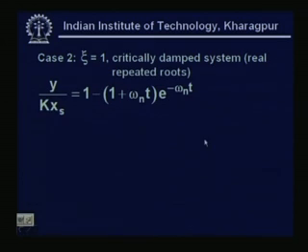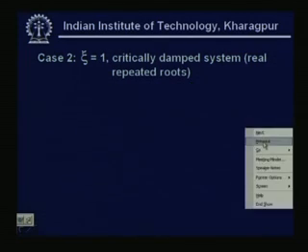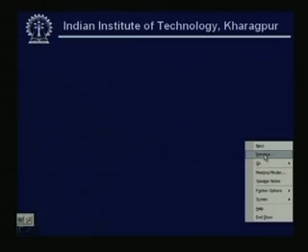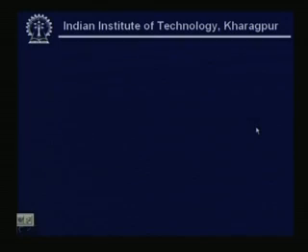Here you will also find, if I go back to our previous slide, that some sort of oscillation will come in the case of underdamped systems, because of the omega n t term there, I am sorry.